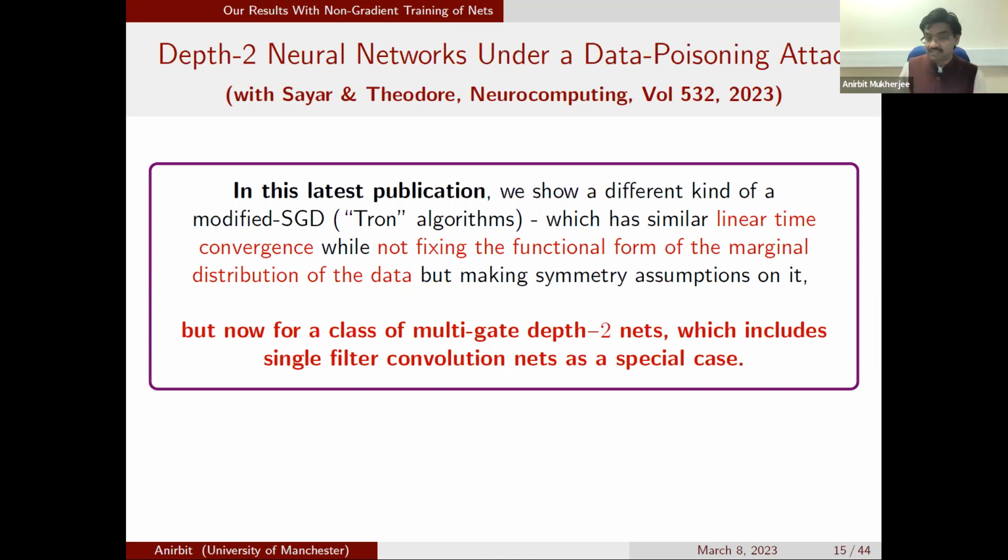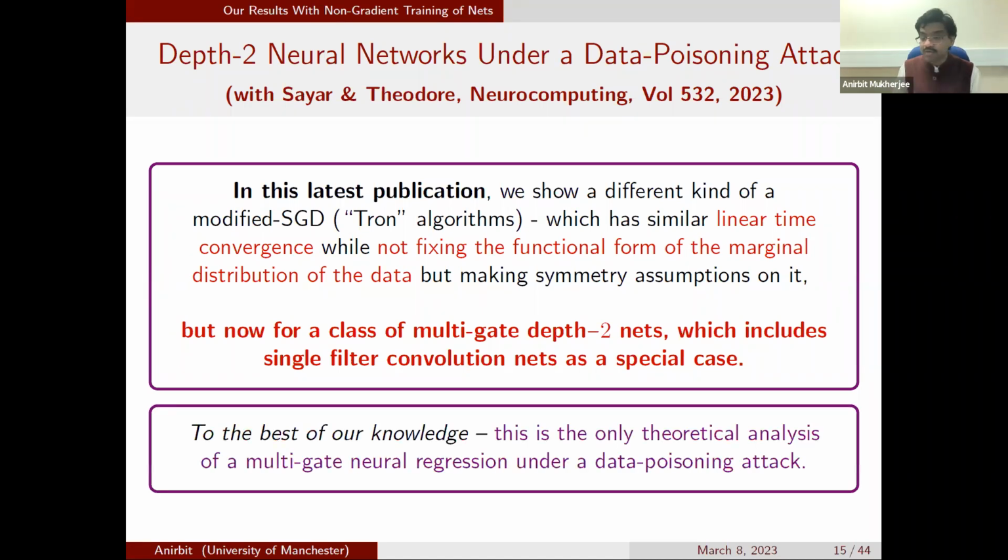Again, linear time convergence in the distribution-free setting, but this time I require a bit of a symmetry assumption on the distribution to get to multigates. And this is still a multigate convergence with linear time convergence, which is again replicating the SGD behavior. But here something more happens that I'm not going into the details of in this talk. So this in fact is the only theoretical analysis of a multigate neural regression under a data poisoning attack. To the best of my knowledge, this analysis of data poisoning attack on a neural network in a regression setting has not been done before.